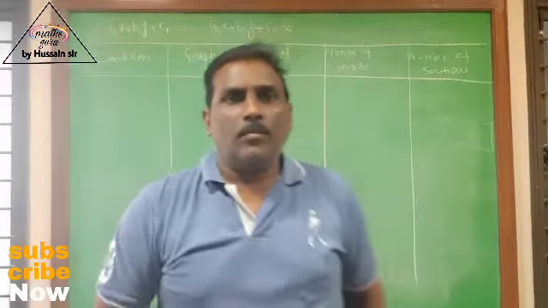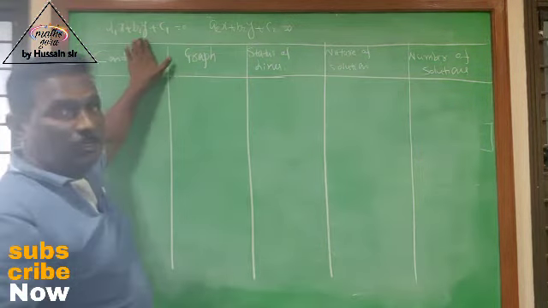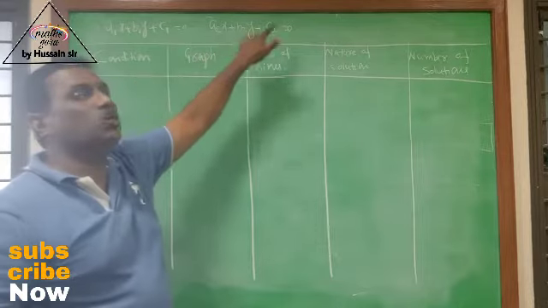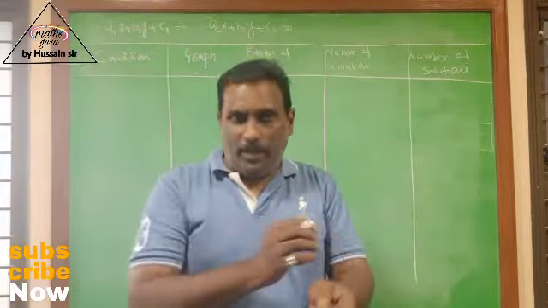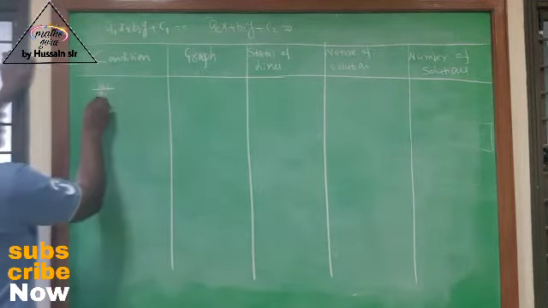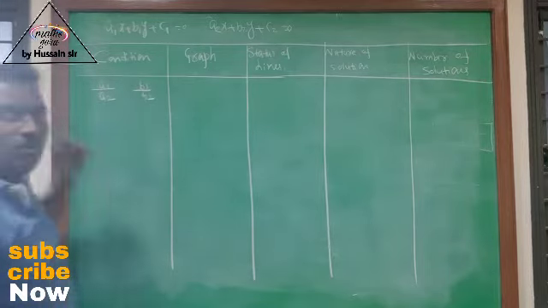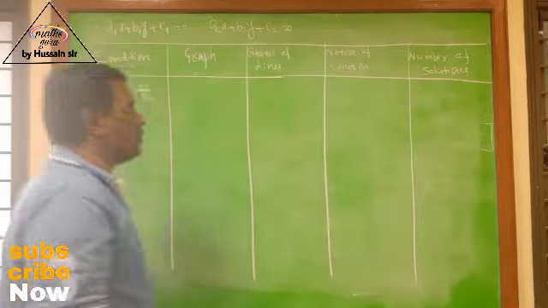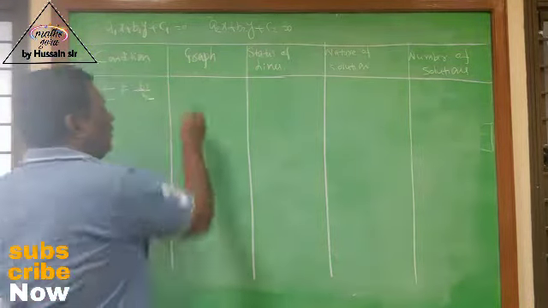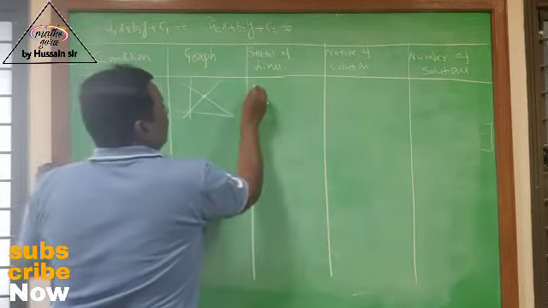Let me explain. When two line equations are given to us, a pair of linear equations, a1x plus b1y plus c1 equal to 0, a2x plus b2y plus c2 equal to 0, what to do? Find the ratio of a1 by a2 and b1 by b2. If this ratio is not equal, then the graph always represents two intersecting straight lines.